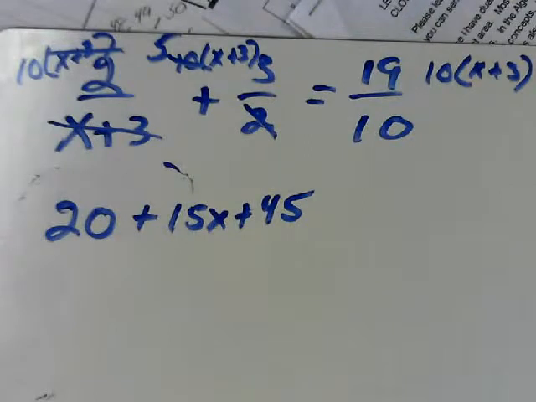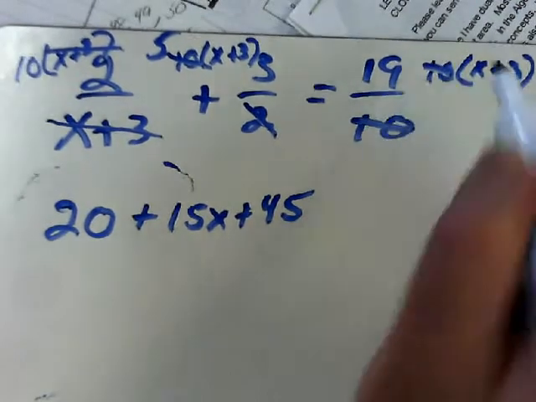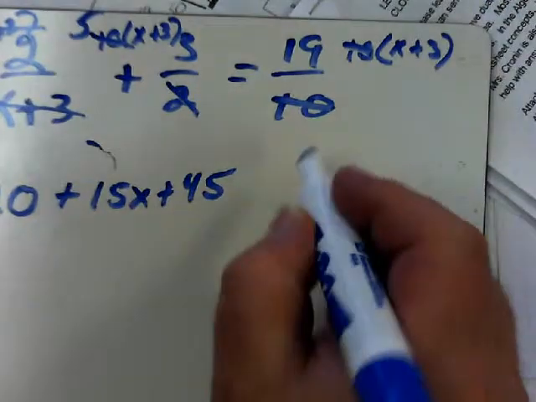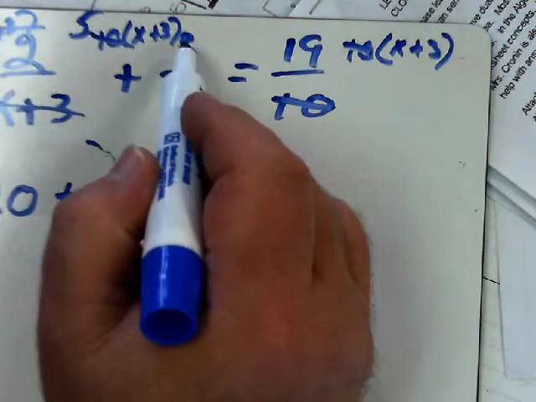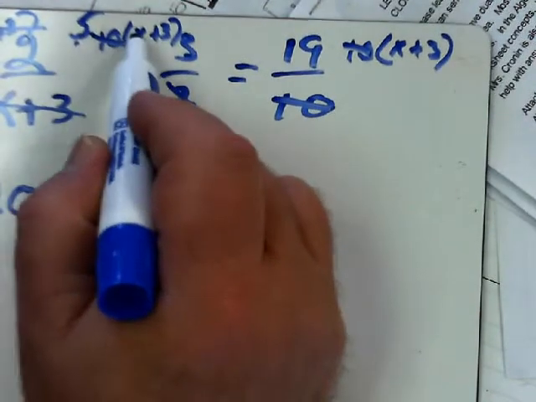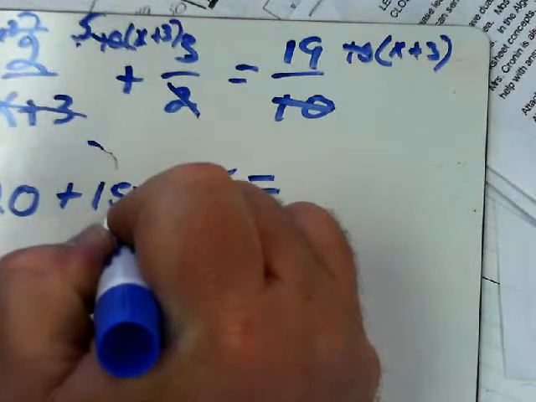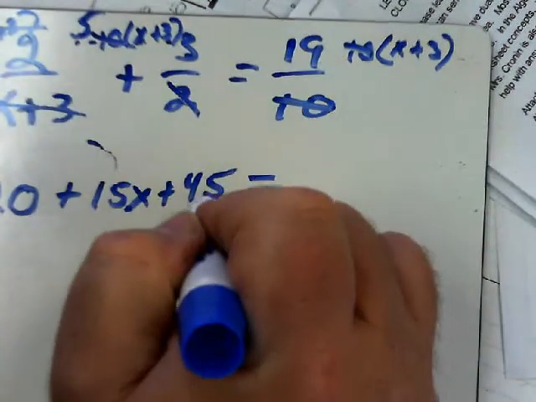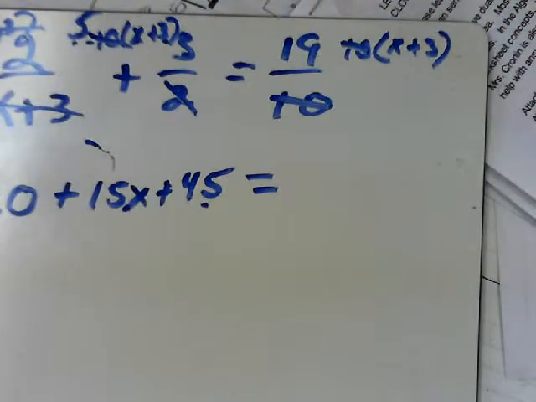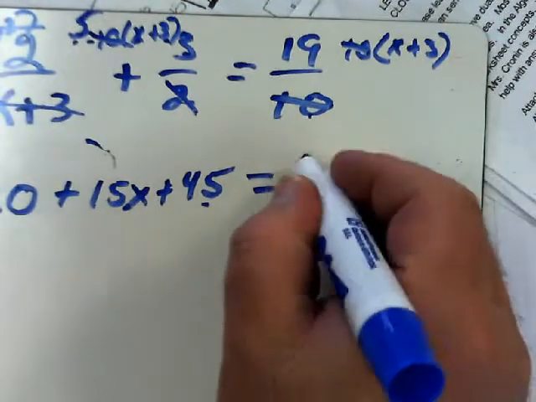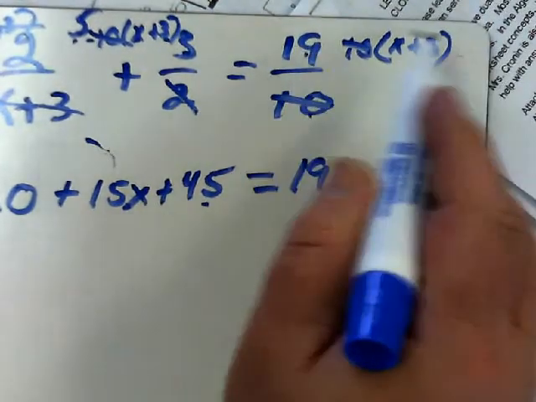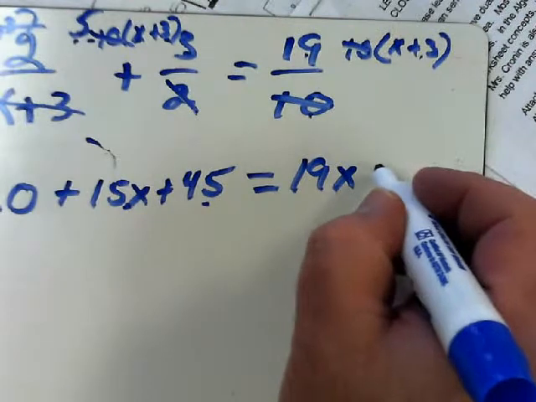What will cancel in the third one? 3 times 5. 3 times 5 is 15. 15 times x is 15x. 15 times 3 is 45. So the 10's cancel. I have 19 times x, which is 19x. 19 times positive 3. 57.